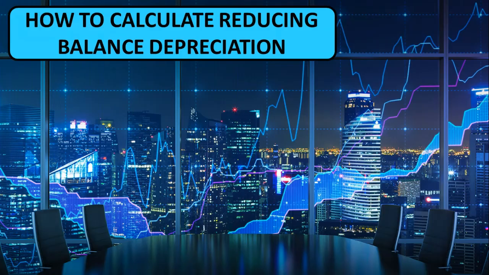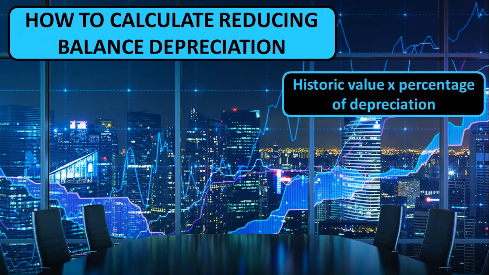The next method of calculating depreciation is the reducing balance method. Rather than the asset reducing by the same amount each year, this method is calculated by reducing the value of the asset by a set percentage each year. In order to do this, you first take the historic value and times that by the percentage the asset will fall in value that year. This is then repeated each year for the duration of the asset's life within the business.